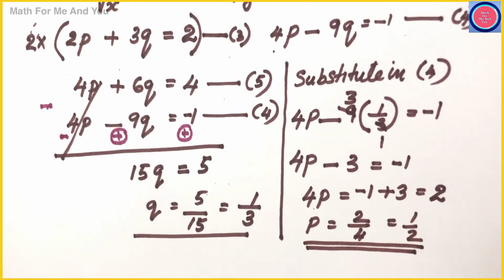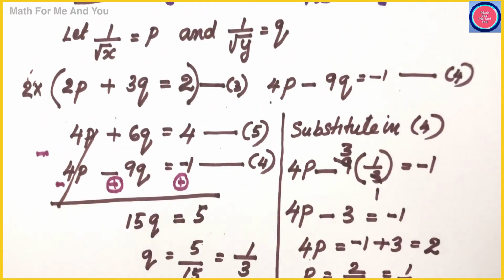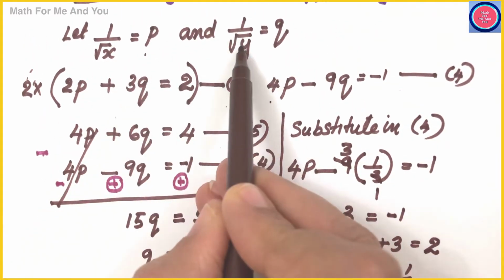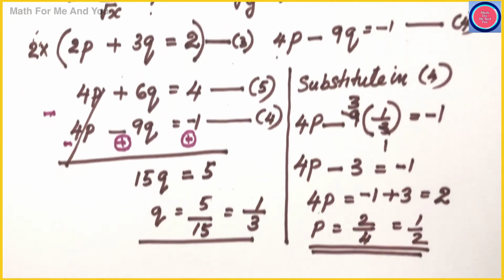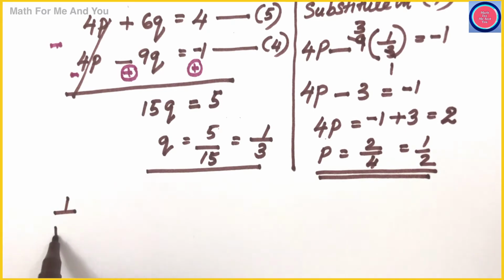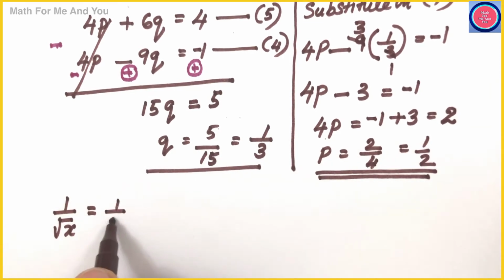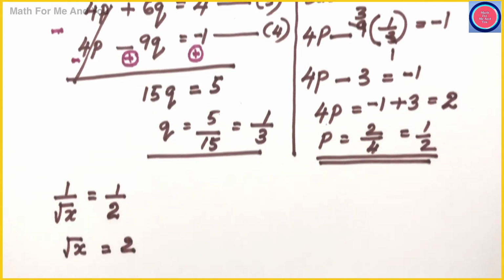But the question asks us to find x and y. See, we have taken 1 over root x as p and 1 over root y as q. We can substitute these values. 1 over root x equals p, which is 1 over 2. So we can write 1 over root x equals 1 over 2. With x on the denominator side, take the reciprocal. Then on the left side we get root x over 1, and 1 over 1 need not be written. On the right side 2 over 1, so we write just 2.